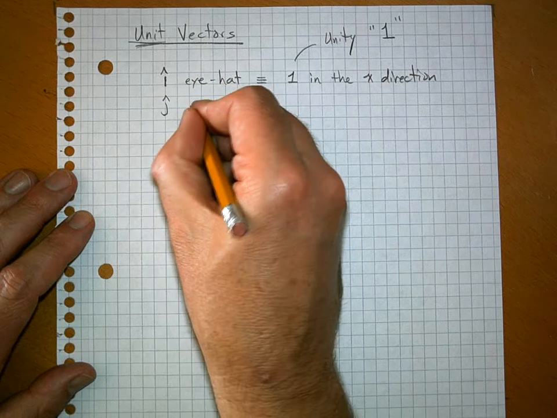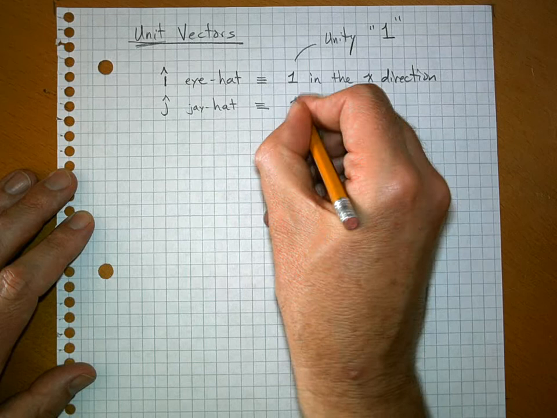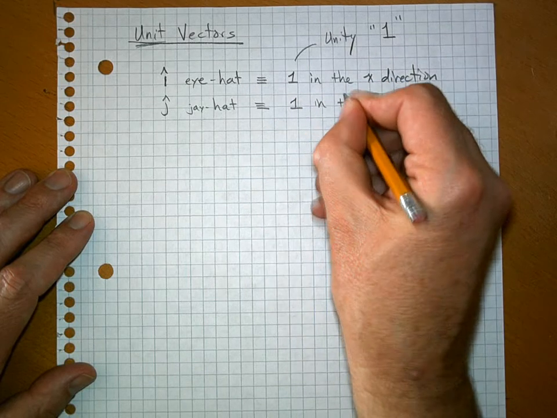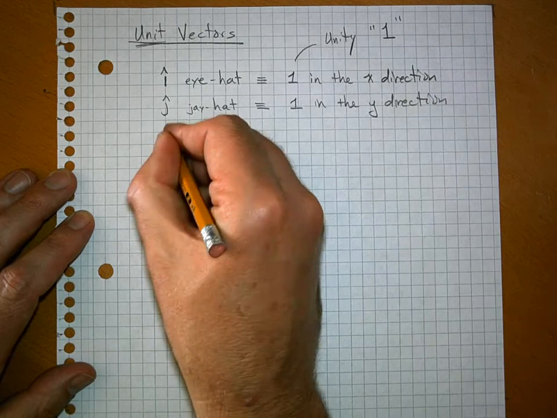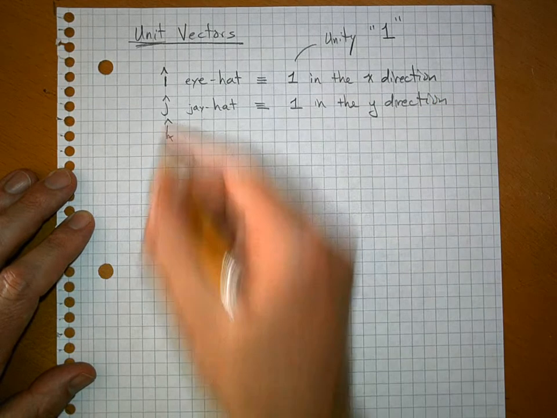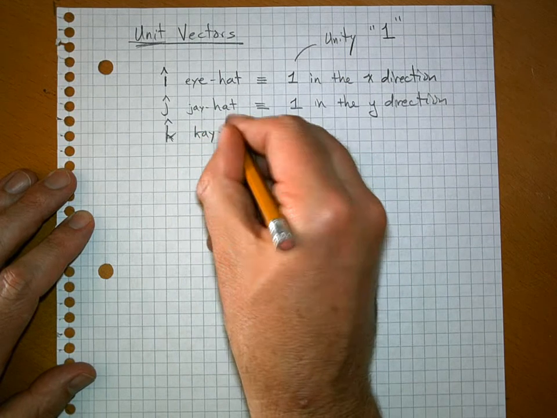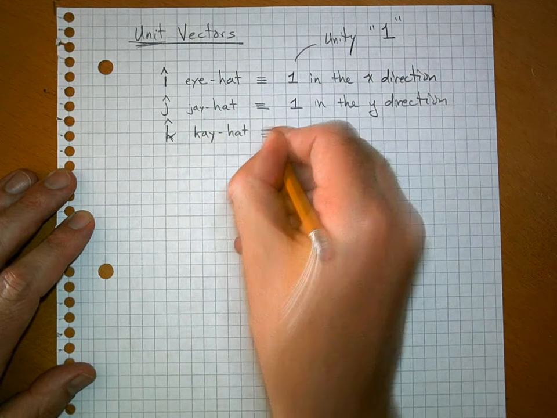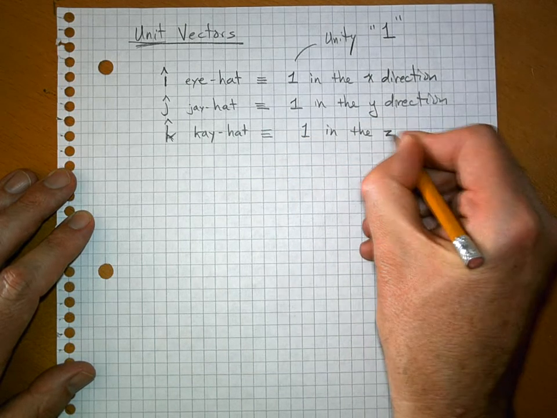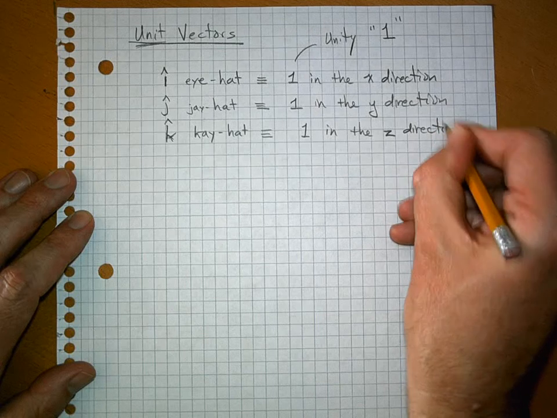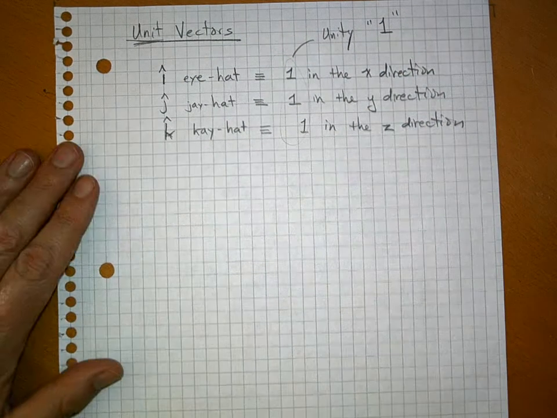J hat equals 1 in the y direction. K hat, we pronounce it K hat, by definition means 1 in the z direction. And it's this one that gives it the title unit vectors. One is unity, okay?